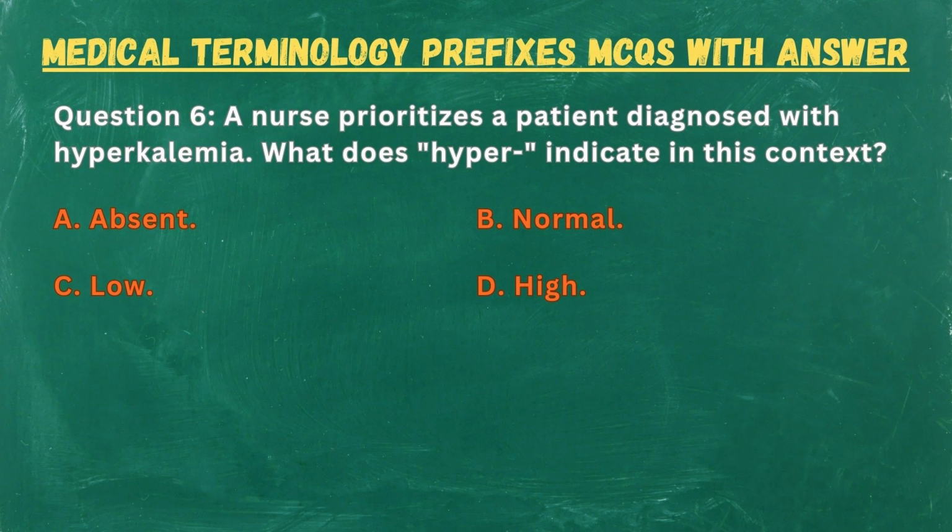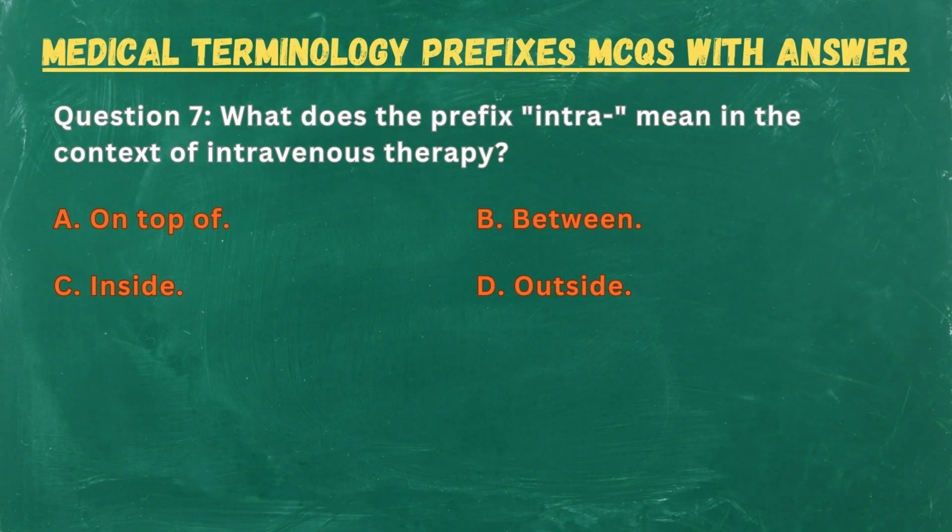Question 6. A nurse prioritizes a patient diagnosed with hyperkalemia. What does hyper- indicate in this context? A. Absent. B. Normal. C. Low. D. High. Answer: D. High.